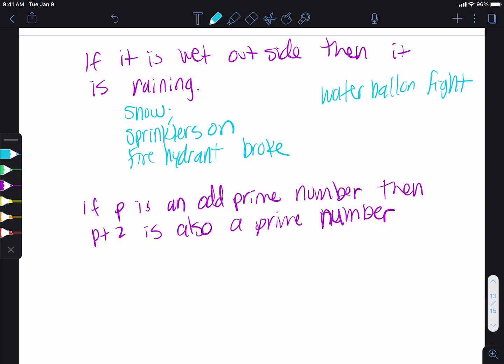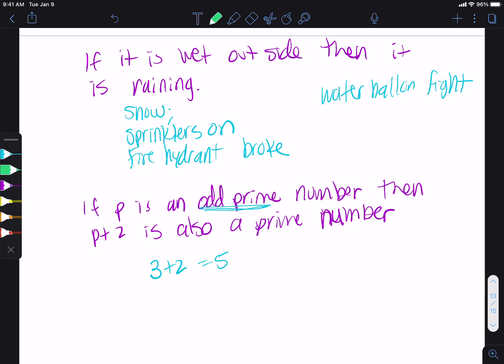So if we look at our mathematical example, we've got if p is an odd prime number, then p plus 2 is also a prime number. Okay, so our prime numbers, remember 2 is a prime number, but notice it says an odd prime, so 2 is even, so we can't use that one. So 3 is prime, so I'm going to add 3 plus 2. Well, that gives me 5. Well, 5 is also prime, okay, so that one works.